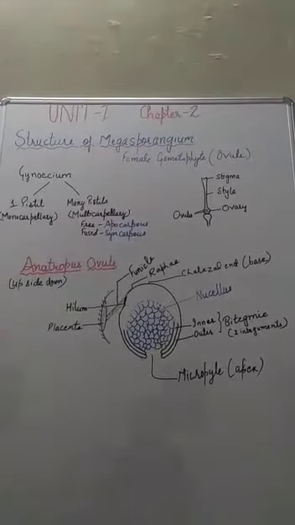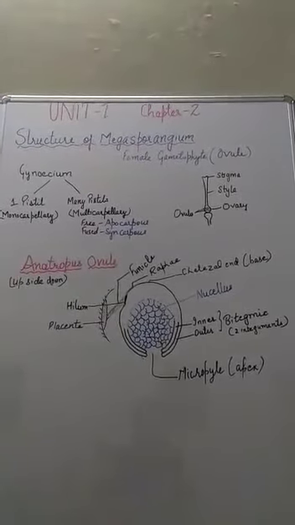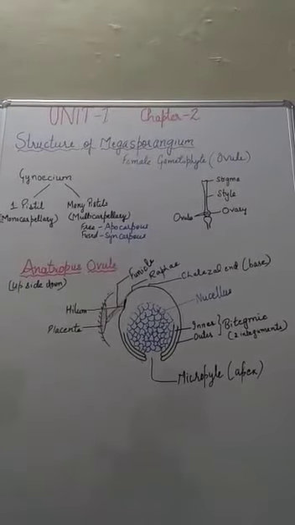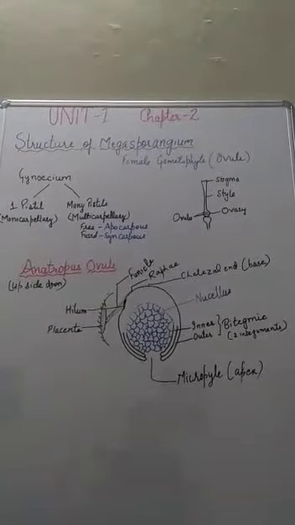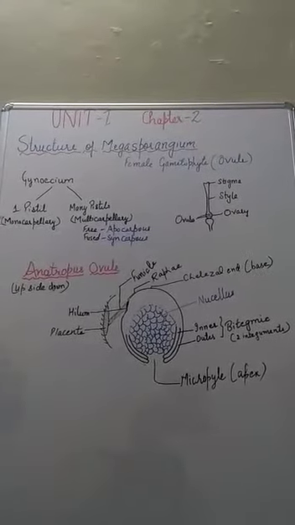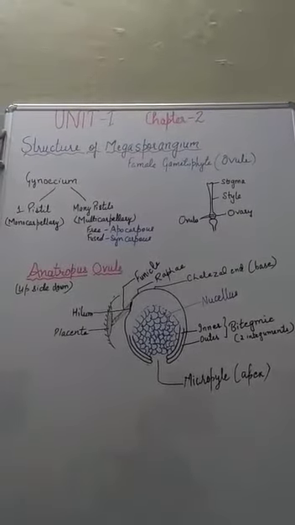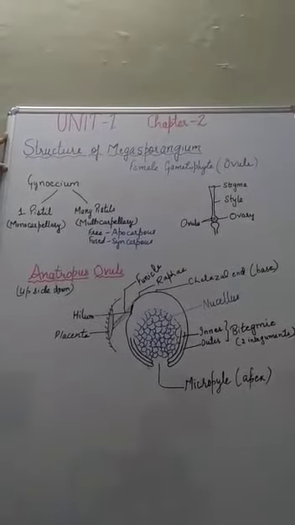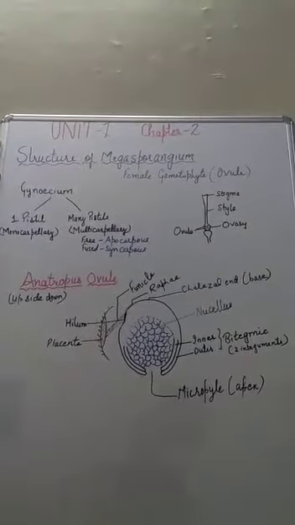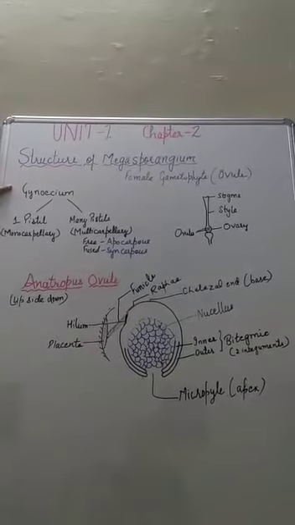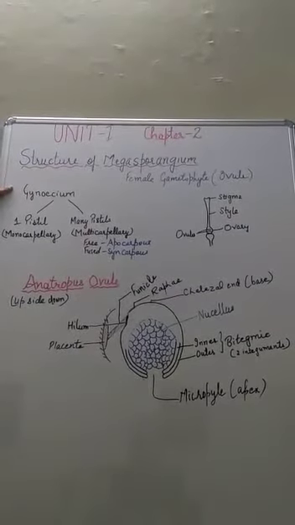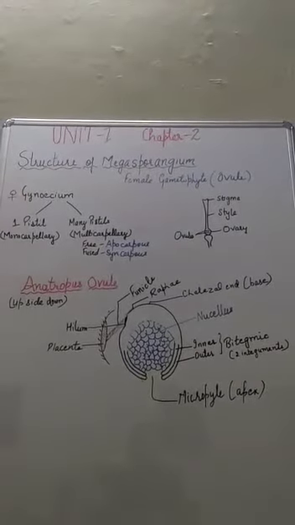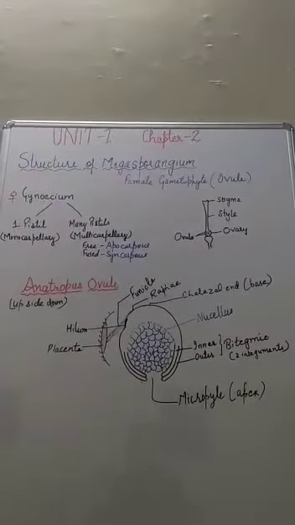Hello students. After discussing the structure of microsporangium or the pollen sac and the formation of the microspores, we will be discussing today the structure of megasporangium. So as discussed earlier, the female part of the flower is called gynoecium. So gynoecium is the female part of the flower.